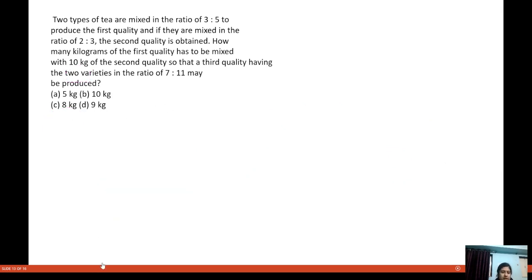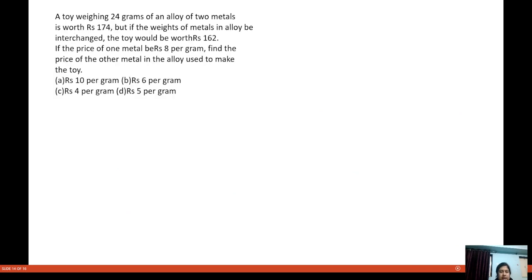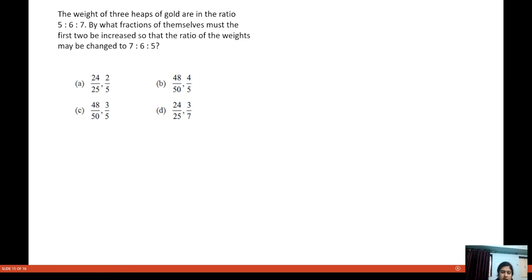Now let's move forward. Okay, now look at this question. What this question is saying: we have the weights of 3 heaps of gold in the ratio 5 is to 6 is to 7. By what fraction of themselves must the first two be increased so that the ratio of the weights may be changed to 7 is to 6 is to 5?